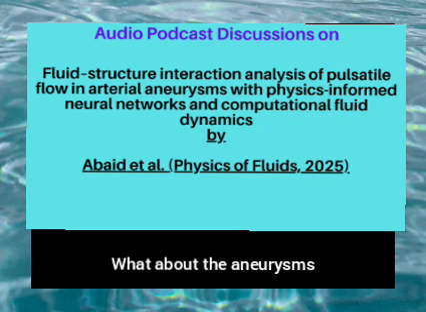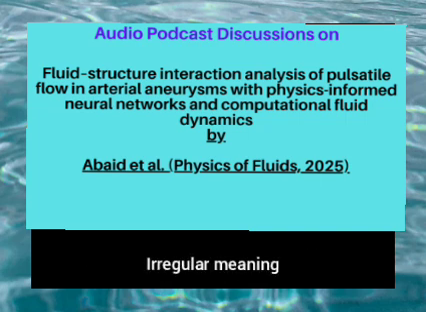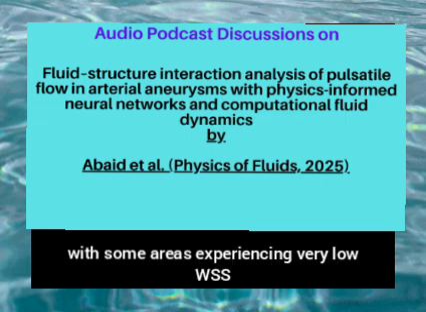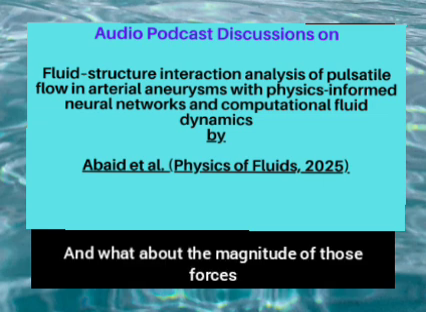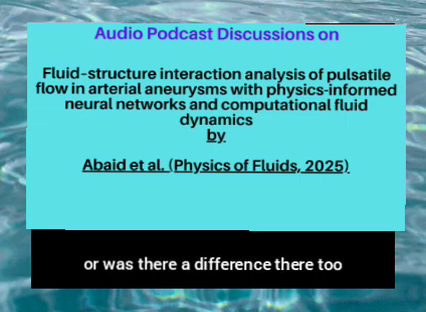What about the aneurysms? Was it a similar story there? Not at all. The WSS distribution in the diseased aortas was much more irregular. Irregular meaning? It varied a lot from one spot to another, with some areas experiencing very low WSS and others having much higher WSS. Okay, and what about the magnitude of those forces? Were they similar to the healthy aortas, or was there a difference there too?